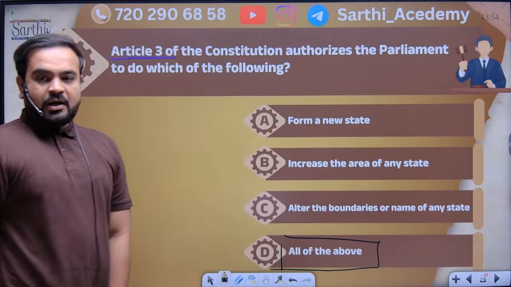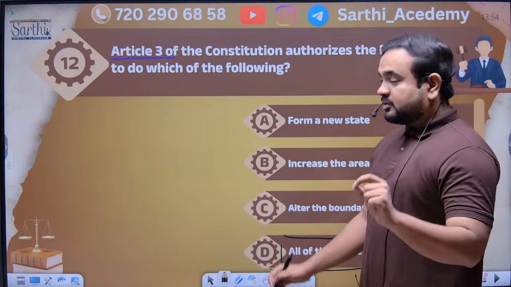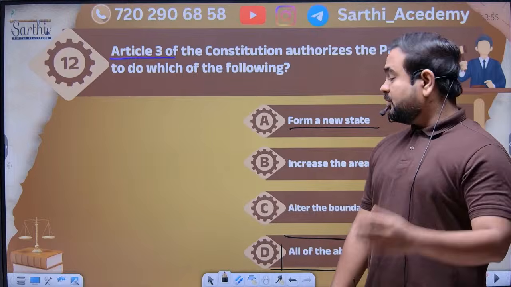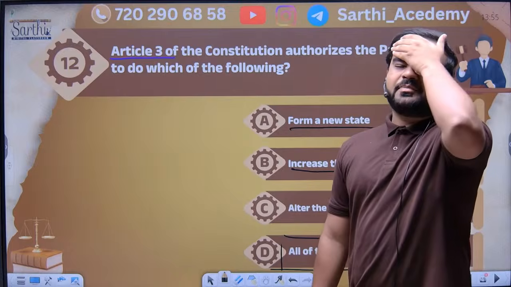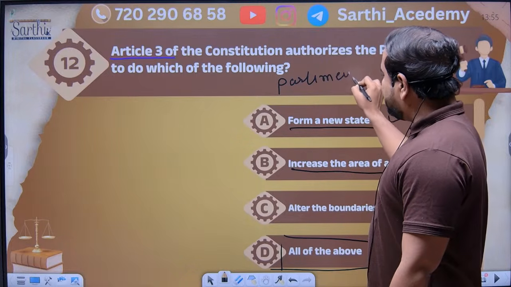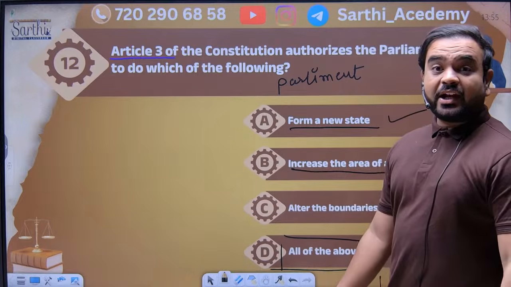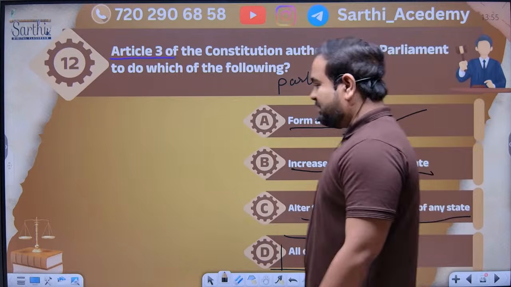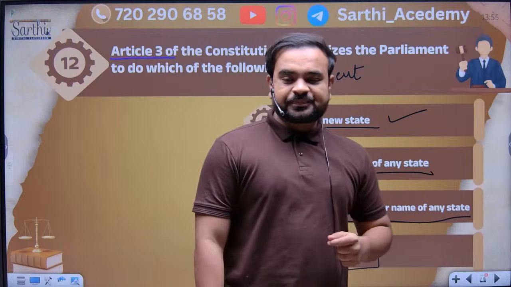Answer is D. Agar you have given answer D for question number 12, so you are right, because article number 3 deals with formation of new state. Yes, government can form new state. Increase the area of any state. Yes, government, why I am saying government, parliament has actually power to alter the boundary, to change the name of a particular state. So that power lies in the hand of the parliament. Alter the boundaries or name of any state, that is also correct. So answer will be D, all of the above.